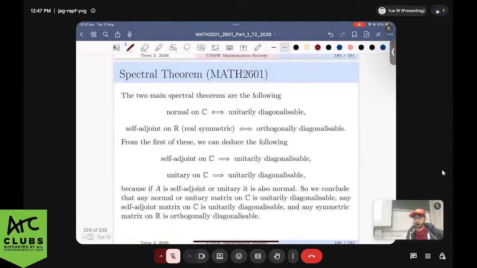So just a summary here. Normal on C is equivalent to unitarily diagonalizable. Real symmetric is equivalent to orthogonally diagonalizable, which is a similar thing. And from these, you have corollaries. Self-adjoint on C implies unitarily diagonalizable, because if it's self-adjoint, T equals T star. That also means that obviously T star T equals T T star, meaning it's normal. And then you just use the one for normal maps. Similarly for unitary.